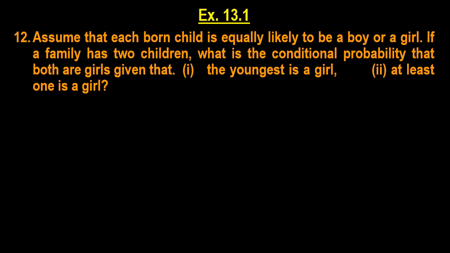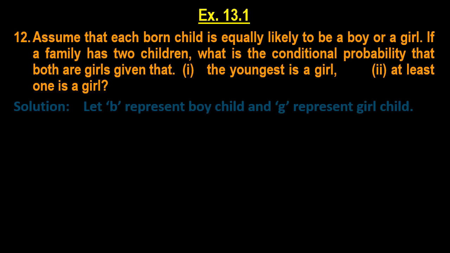If a family has two children, what is the conditional probability that both are girls given that number 1, the youngest is a girl, and number 2, at least one is a girl. So according to this question, a family has two children and we don't know whether the two children are girl or a boy. Now let us represent a boy child by B and a girl child by G.